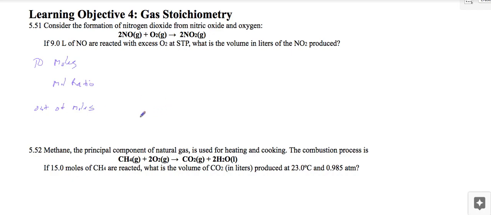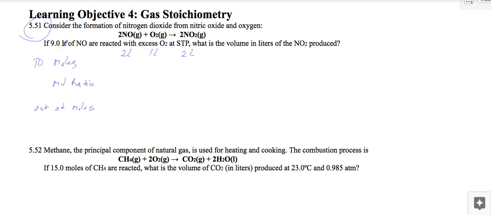And for this, most of the time, you're going to need to use PV=nRT somewhere here. Either you're going to use it to get into moles, or you're going to use it to get out of moles. Now, there are certain times where you don't need to do that process, and this is an example of them. This is because of the Avogadro's law that we covered in Learning Objective 1, that the mole ratio is the same thing as a volume ratio. So this is the same thing as saying 2 liters of nitrogen monoxide to 1 liter of oxygen gas makes 2 liters of nitrogen dioxide.